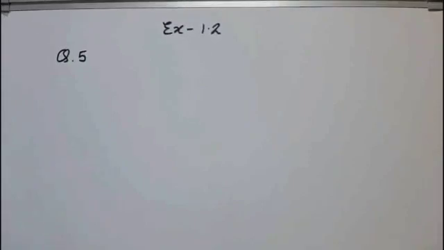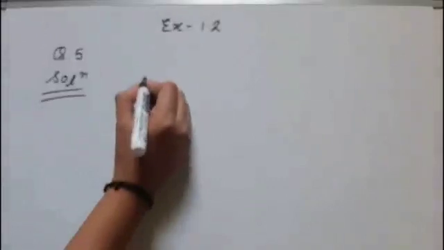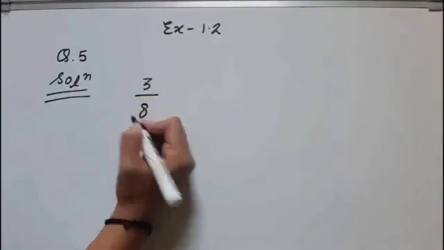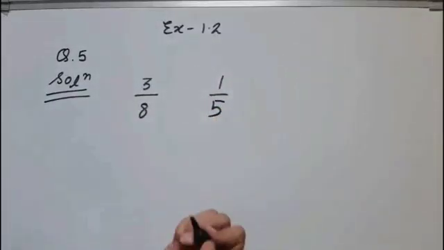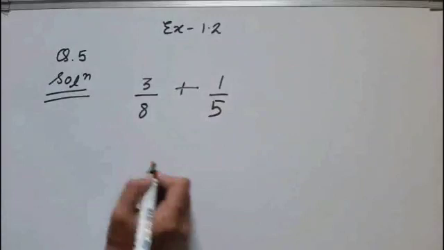In this sequence, next question number 5 of exercise 1.2. At a party both coffee and tea are served. Find the number of people who take coffee if tea was served to 3 upon 8 of the people and 1 upon 5 take neither tea nor coffee. Students, see the solution. 3 upon 8 of the people take tea and 1 upon 5 of the people take neither tea nor coffee. So what is the total fraction of these people?